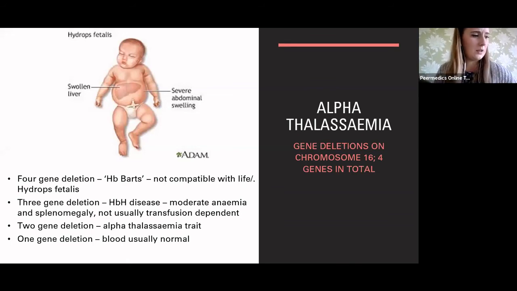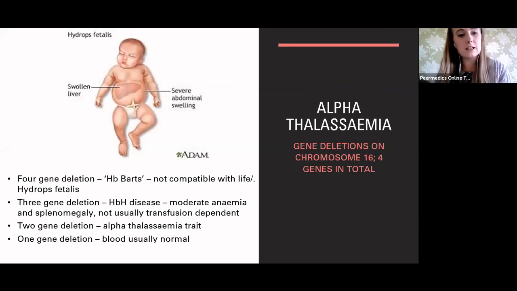I'll just find my thing again, because there's a few points of what it's got. Thalassemia. Yeah, pale, edematous and have enormous hepatosplenomegaly. So these kids, because HB Barts can't carry oxygen at all, they're not going to survive, unfortunately.